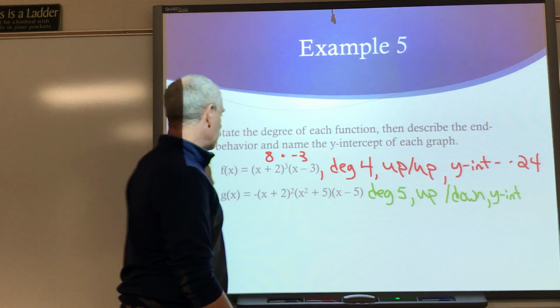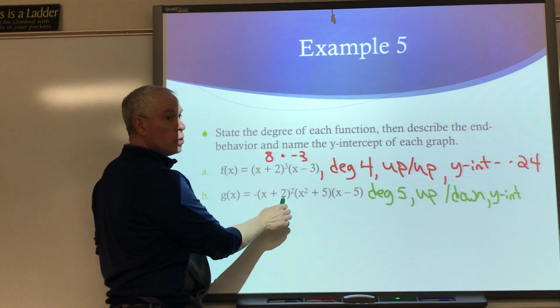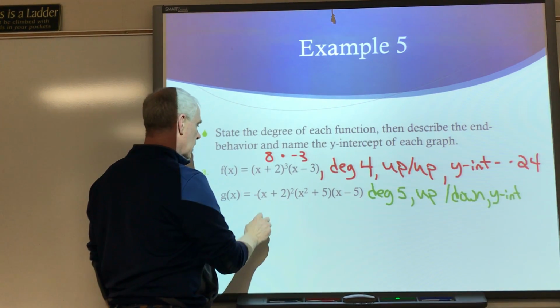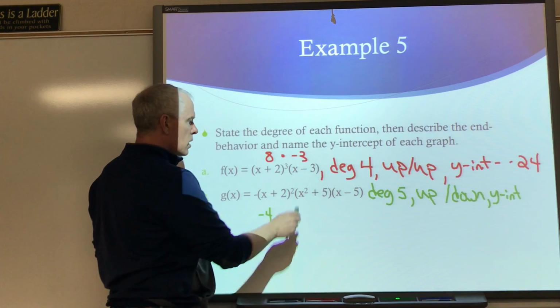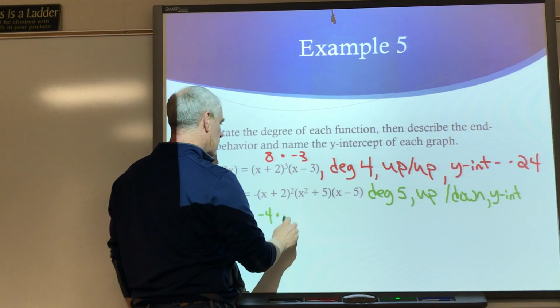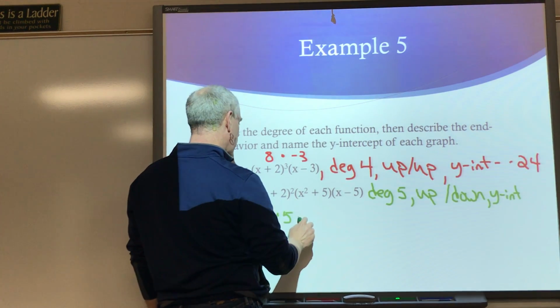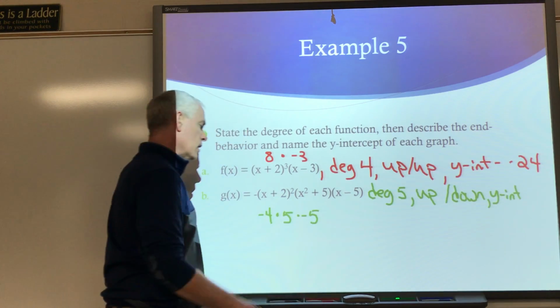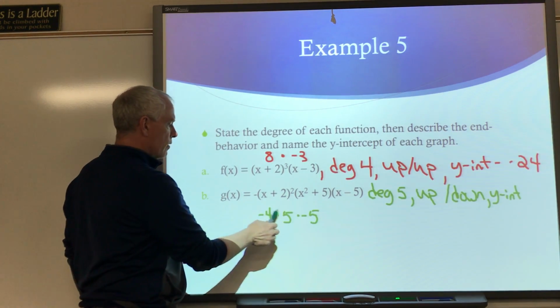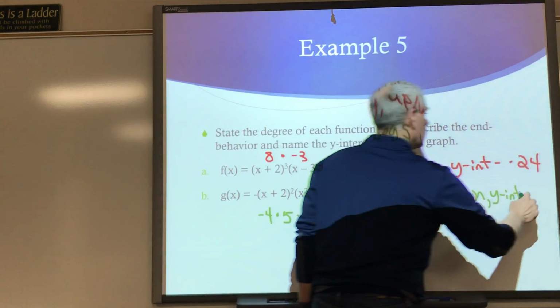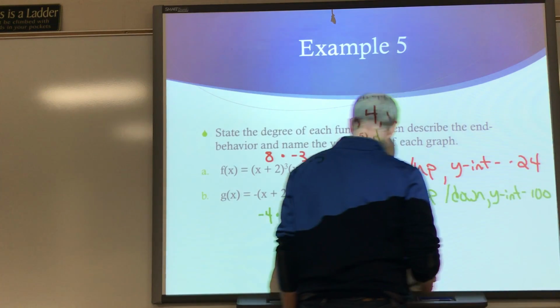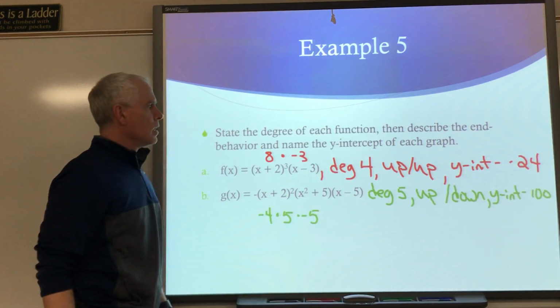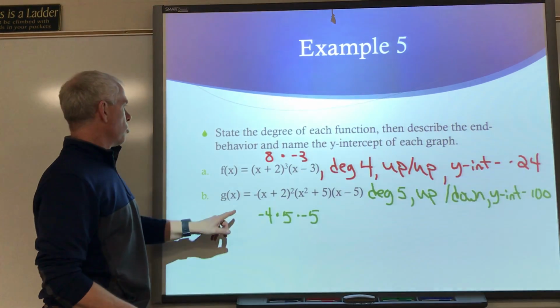And the y-intercept, let's put in a 0. So 0 plus 2 is 2. Squared is 4. So you have that negative out in front, you got a -4. 0 plus 5 is 5. 0 minus 5 is -5. So -25 times -4 is +100. So that's all we're doing for those problems.